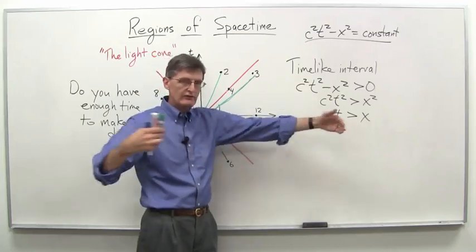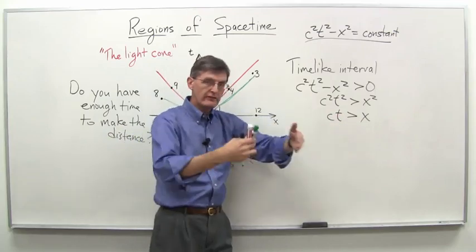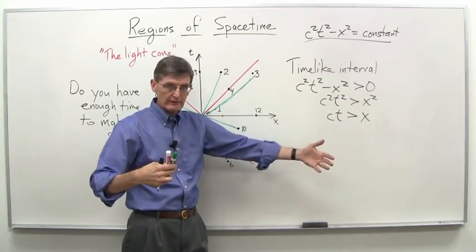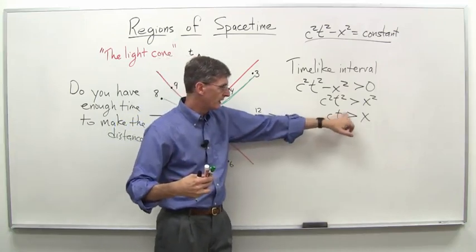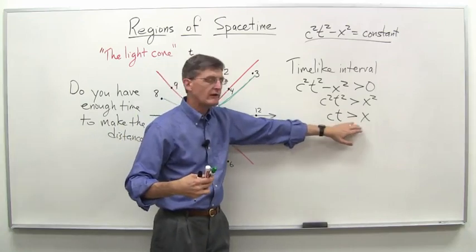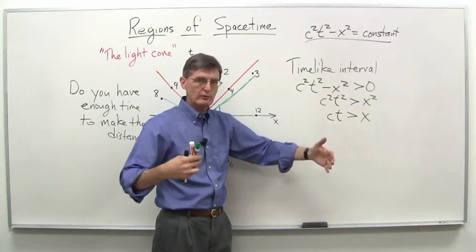If that distance light can travel is greater than the distance I need to go, then yes, I can get there, or at least a light beam can get there in that time. So this is essentially saying that the distance light can travel in the amount of time I have is greater than the distance, and yes, it's reachable then.